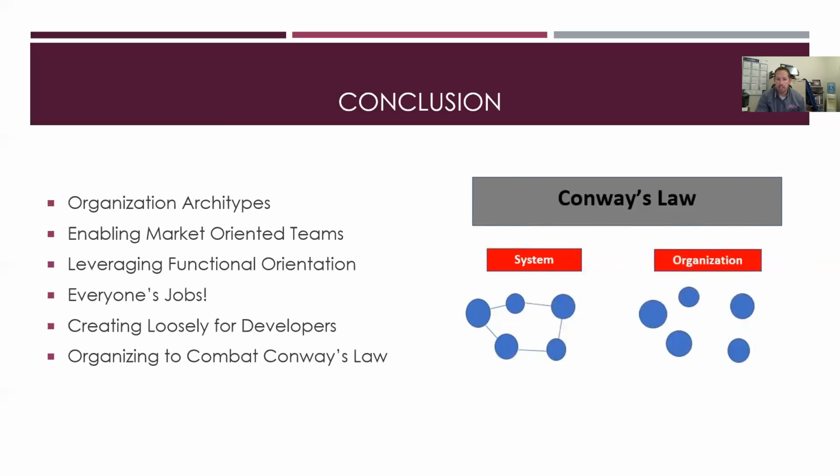Everyone should learn everybody's system, learn how it works, how things work. Create loosely coupled systems for the developers, avoid those large-scale catastrophic failures, and organize to combat Conway's Law. So if you want to have a very complex system, then have a very complex organization. If you want to have a very basic system that functions well, you get updates out quickly to the consumer, then keep your organization that simple.